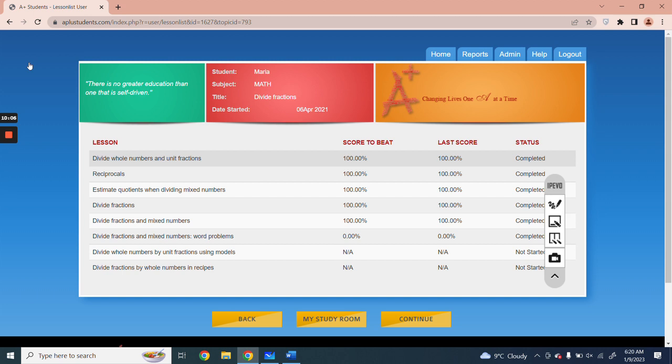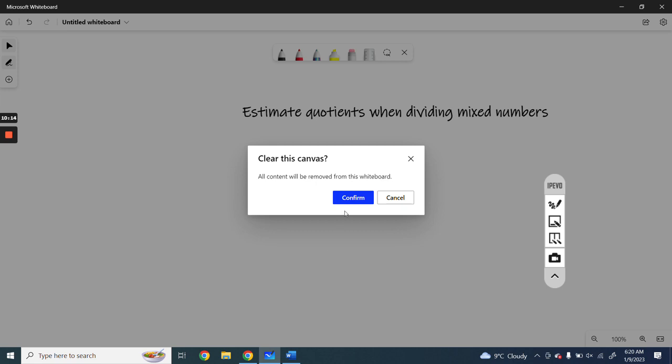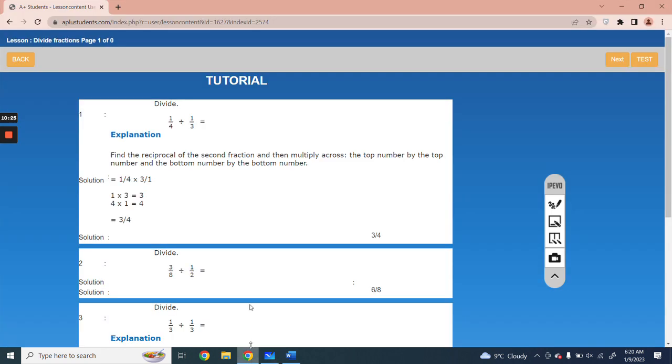Okay, let's start with the next lesson, that is divide fractions. Let me write down the lesson name. Okay, here we are on grade 6 maths. The chapter name is divide fractions and the lesson name is divide fractions too. Let's start with the first example, that is 1 over 4 divided by 1 over 3.